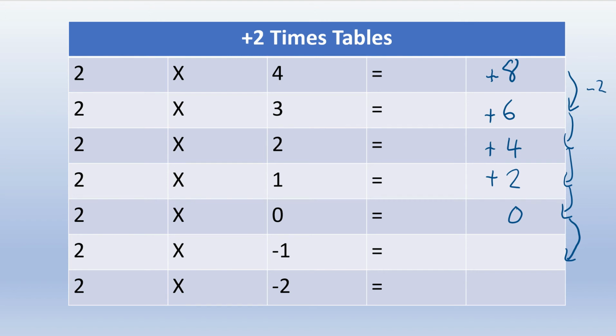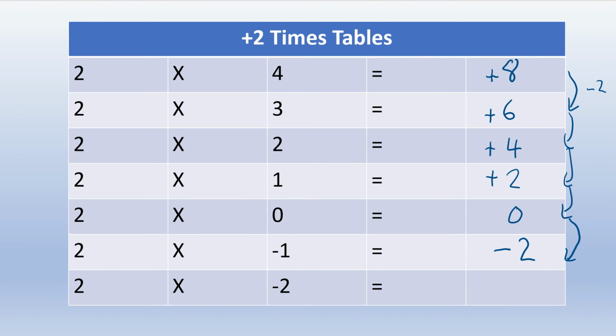So if I'm taking 2 away each time, my next answer is going to be, well, 0 take away 2. And if you think of your number line, you'll end up in the negative numbers there, so to the left-hand side of your 0. So if I go 2 steps to the left-hand side of my 0, I'm going to end up on negative 2.